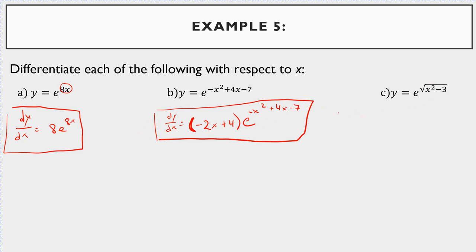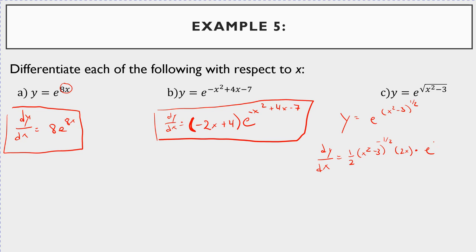All right, here, I'm going to rewrite this just so it helps a little. y is equal to e to the x squared minus 3 to the 1/2 power. This one's a little bit trickier because when you go to take the derivative of this, you're going to have to use the chain rule. So start by taking the derivative of this. Bring the 1/2 down: x squared minus 3 to the minus 1/2. But then you have to take the derivative of the inside still. So the derivative of x squared becomes 2x. And then the derivative of minus 3 is 0, so that just goes away.